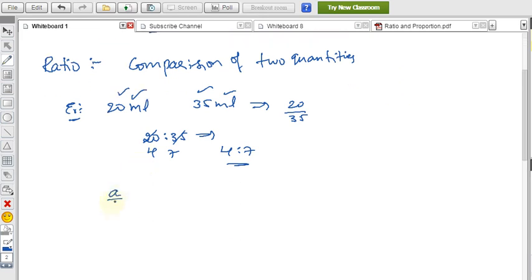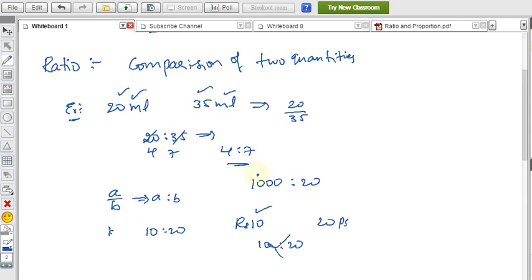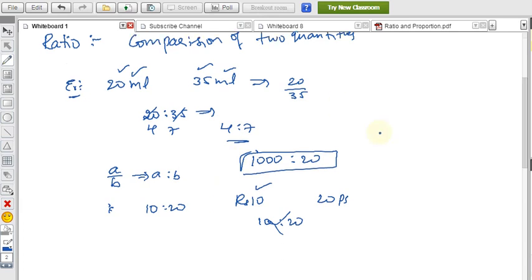So comparing two quantities of the same kind by division is known as a ratio. We can denote it as A by B, that is, A is to B. Like this, 10 is to 20. For example, rupees 10 and 20 paisa. If you take 10 is to 20, this is wrong. We should make the same units. Rupees 10 is nothing but 1000 paisa, so 1000 paisa is to 20 paisa. If we compare in this way, it is the correct ratio. The comparison of two quantities of the same kind is known as the ratio.